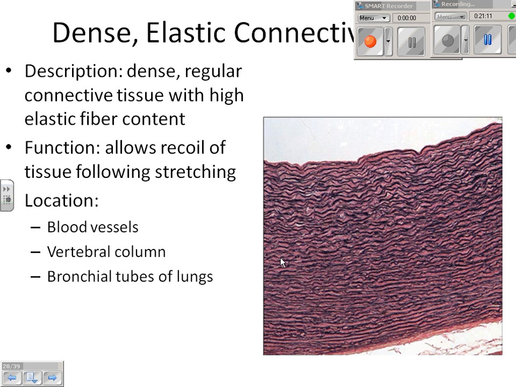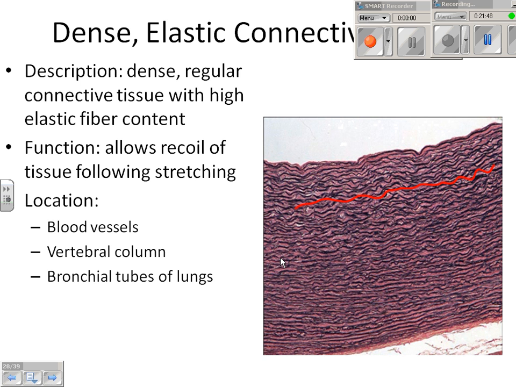Dense elastic connective tissue. So this is a regular connective tissue with high elastic fiber content. Look at that. See how all of those fibers are kind of squiggly, and they look stretchy. It actually reminds me of an elastic band in a pair of pants. So if you stretched it out, those fibers would stretch out. So you can see they look very elastic. The reason for that is it allows, of course, for the recoil of the tissue following a stretch. The major location for this type of tissue is blood vessels. You'll see some in the vertebral column and the bronchial tubes of lungs because we've got some stretching here.